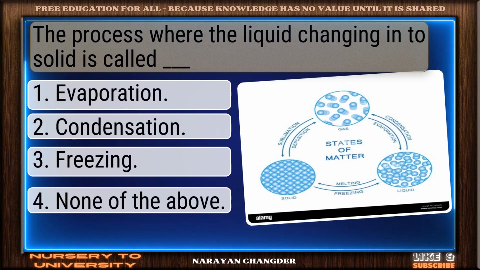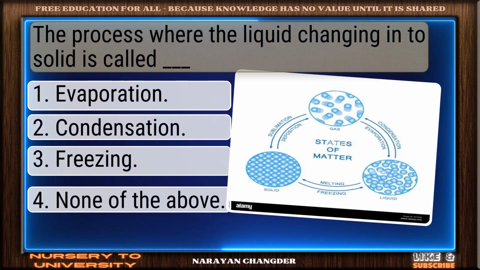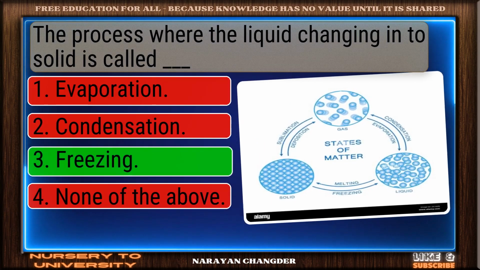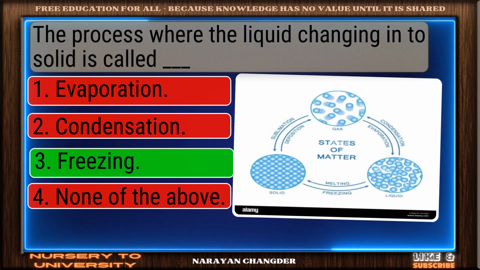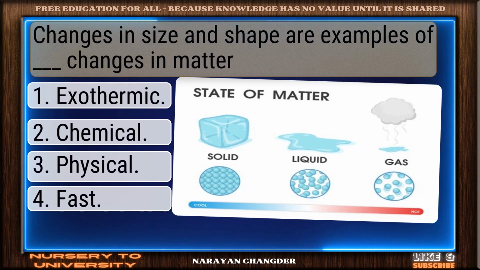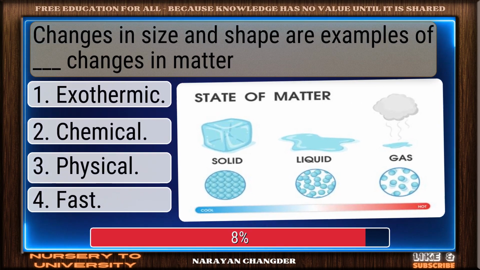The process where the liquid changing into solid is called dash. Strong choice. Freezing is the right answer. Changes in size and shape are examples of dash, changes in matter.